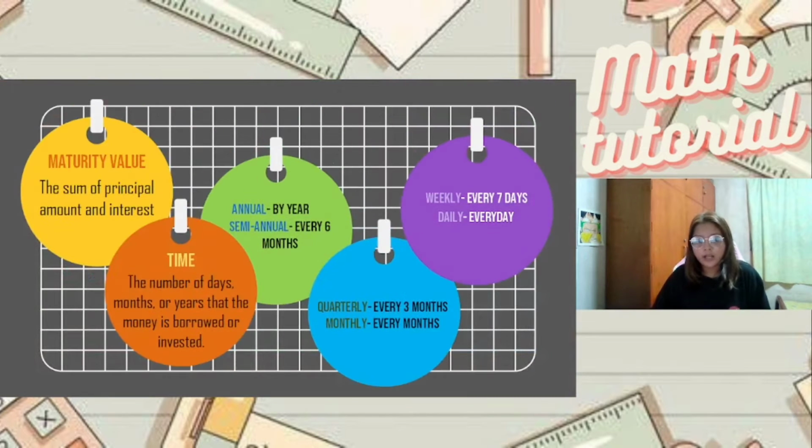Meron din tayong tinatawag na maturity value. Ito yung sum ng principal amount and interest. Meron din tayong time. Ito yung number of days, months, or year that the money is borrowed or invested.